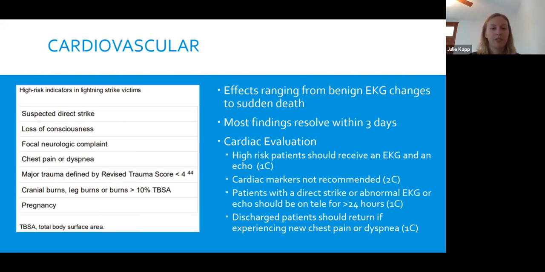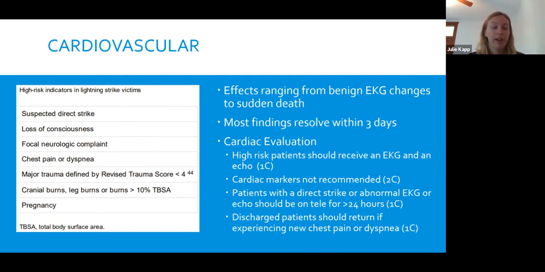For cardiac evaluation, it's recommended that high-risk patients receive an EKG and an echo. I'll be talking a little bit about each of these as we move through the different systems, but this is taken from the guidelines and it shows what indicators are considered high risk. Some of those include a direct strike, loss of consciousness, chest pain or dyspnea. If any of these criteria are met, it's recommended that they get an EKG and an echo. Cardiac markers are not recommended, because they're not prognostic and they don't correlate with anatomic lesions. So their clinical utility is limited.